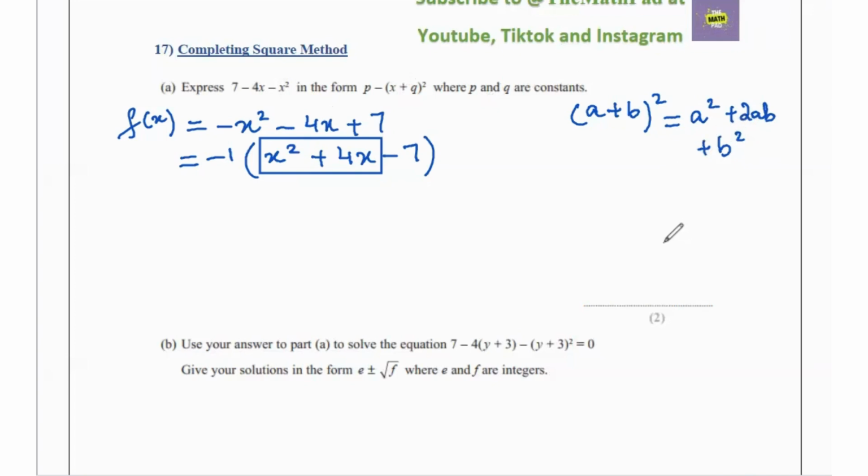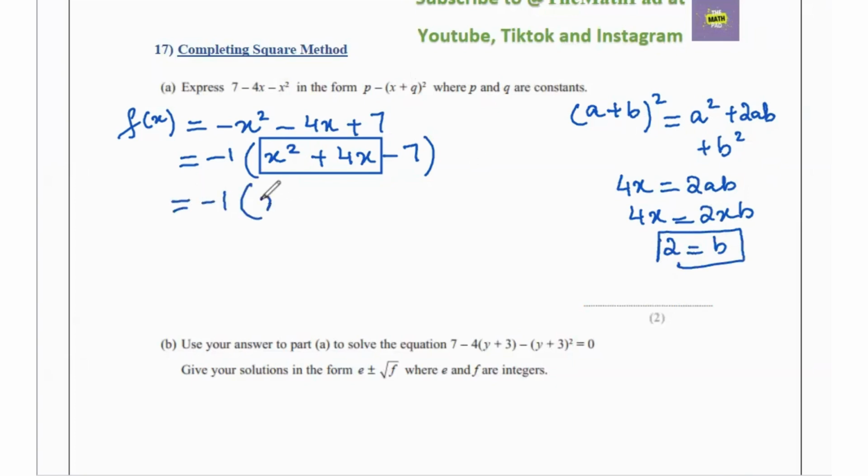To figure out what that b squared would be, we will put 4x equals 2ab. Why? Because when we substitute the value of a, which is x, we only have one unknown, which is b. So 4x divided by 2x is 2, so b is 2, which means to complete the square, inside the bracket, I will add plus 2 squared, but also minus 2 squared.